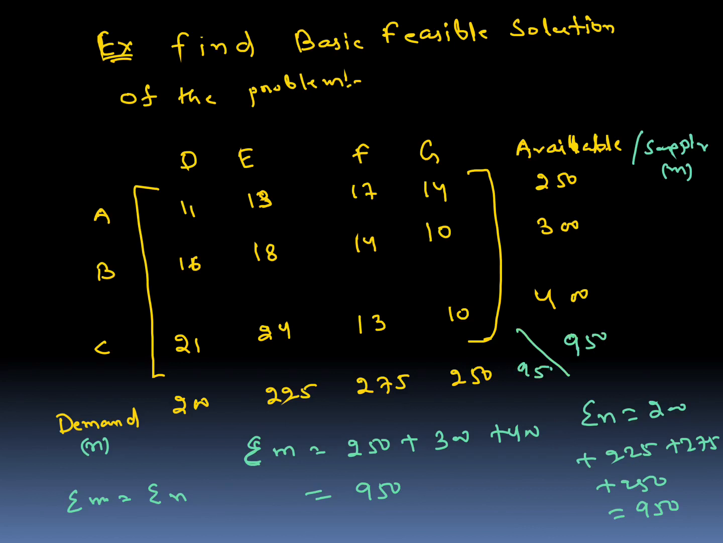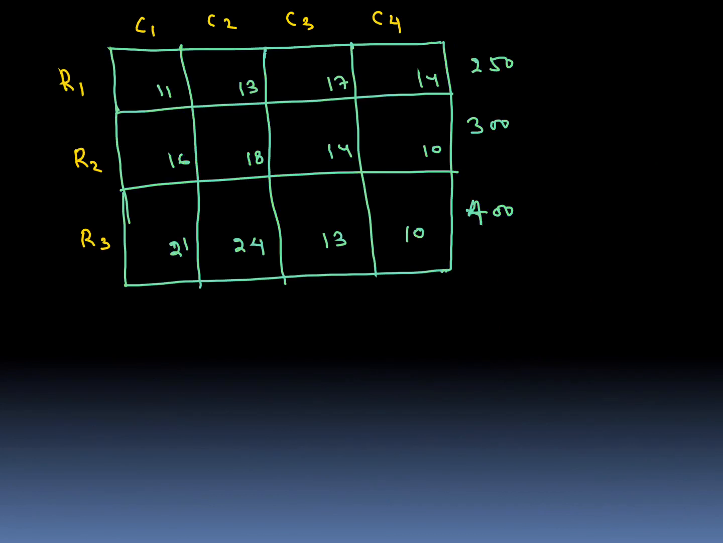So the solution exists. First we will start with rows. In row 1, the minimum is 11 and the next minimum is 13. So the difference is 2. Here we will write 2. Like this in row 2, the minimum is 10 and the next minimum is 14. The difference is 4. Here we will write 4. Next row 3, the minimum is 10, the next minimum is 13, the difference is 3.